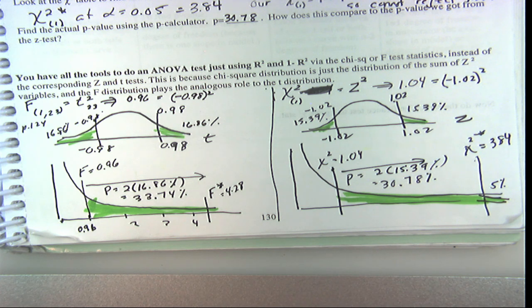Okay, so that's the idea. Now, remember that chi-square is defined as the sum of independent z squareds. So that shouldn't surprise you. That's not the definition of the F, but it so happens with just one degree of freedom, when you have just one parameter like this, the t squared is the F. So it's a very analogous role they play.